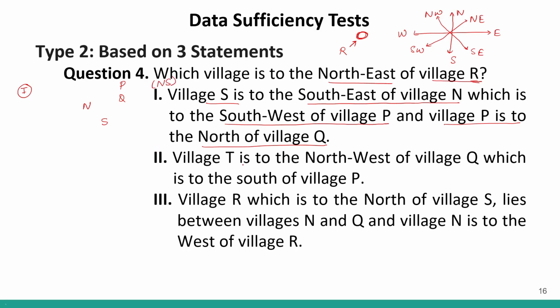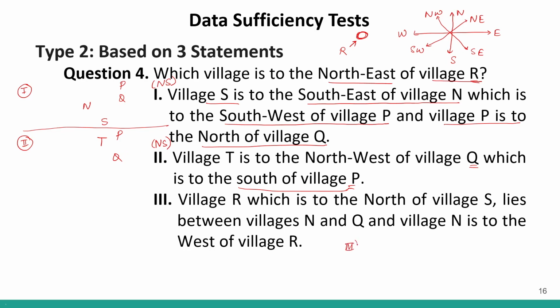In statement number 2 also, the information is given for T, Q and P. So this one also will not be sufficient alone. But what is the information given? Village T is to the northwest of Q. So T is to the northwest of Q. This much information I am drawing for statement 2. T is in the northwest of Q and Q is in the south of P. So P can be anywhere above Q. Correct? This much information is given in the second statement.